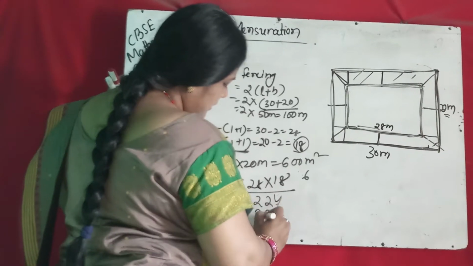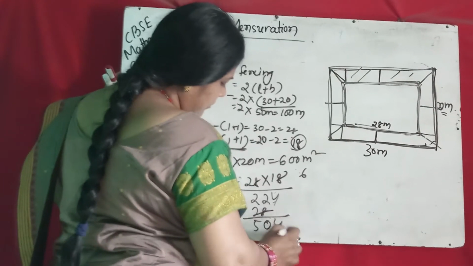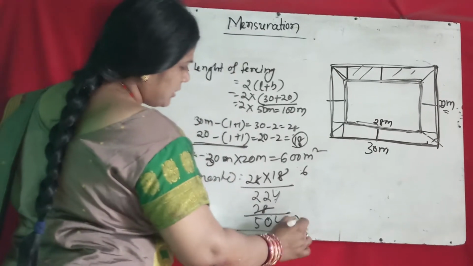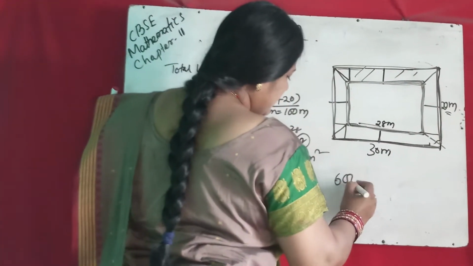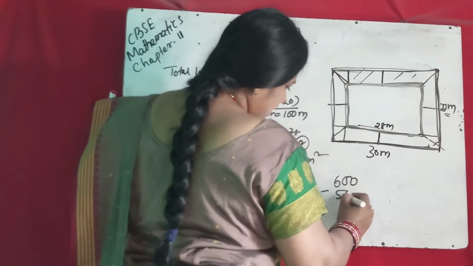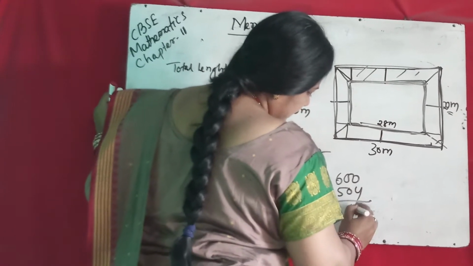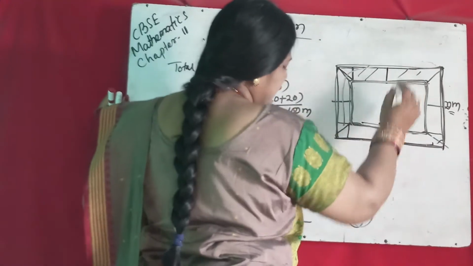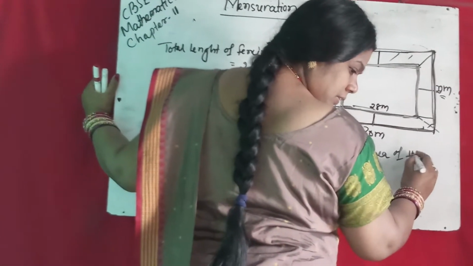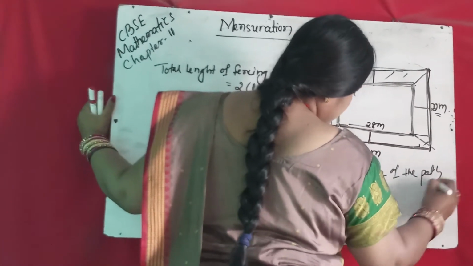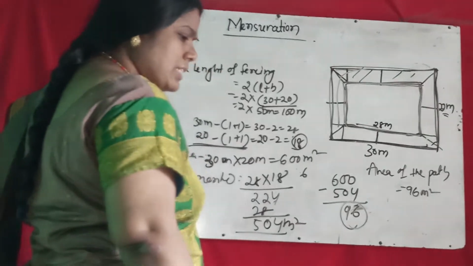That gives 504 meter square. So the not cemented area, we will subtract: 600 minus 504. That is 96. So the area of the path is 96 meter square. So the cement needed.